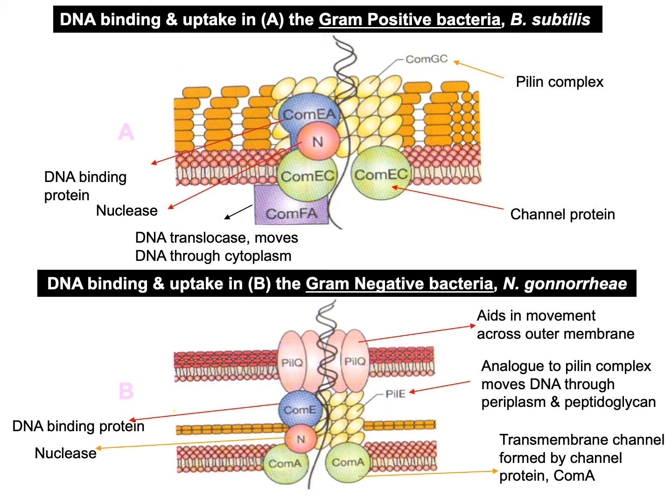Here are images showing DNA binding and uptake systems on the gram-positive Bacillus, which has a pillar-like structure, while Neisseria gonorrhoeae is the gram-negative that has a secretion system. All protein complexes here must be able to take up DNA and move it through the cell wall.